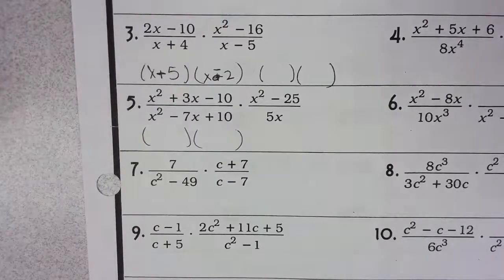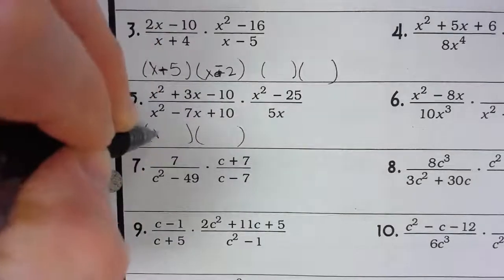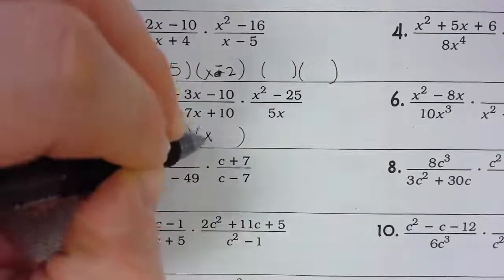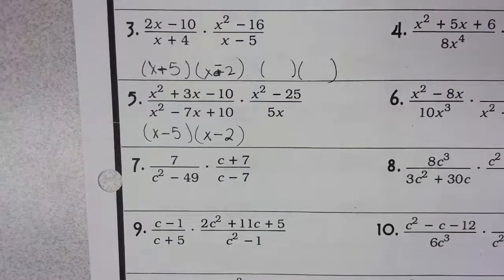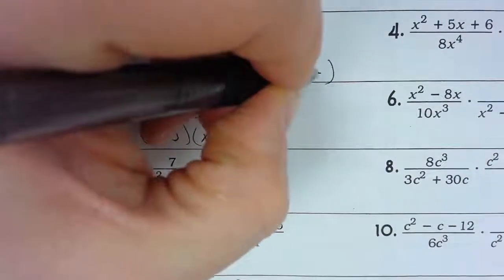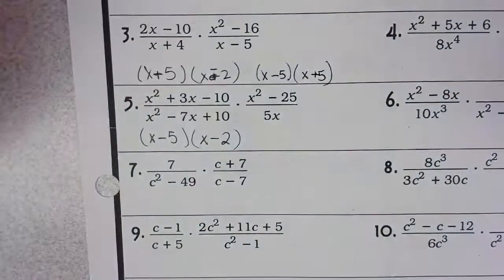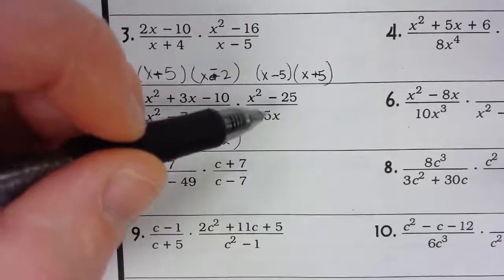Alright, I can keep on going here. Bottom left, two numbers, they have to multiply to be +10, and they have to add to be -7. Same thing here, it looks like it's just a difference of 2 squares, so I know that it factors with x minus a number and then x plus that same number. Alright? Don't forget about this 5x, right?